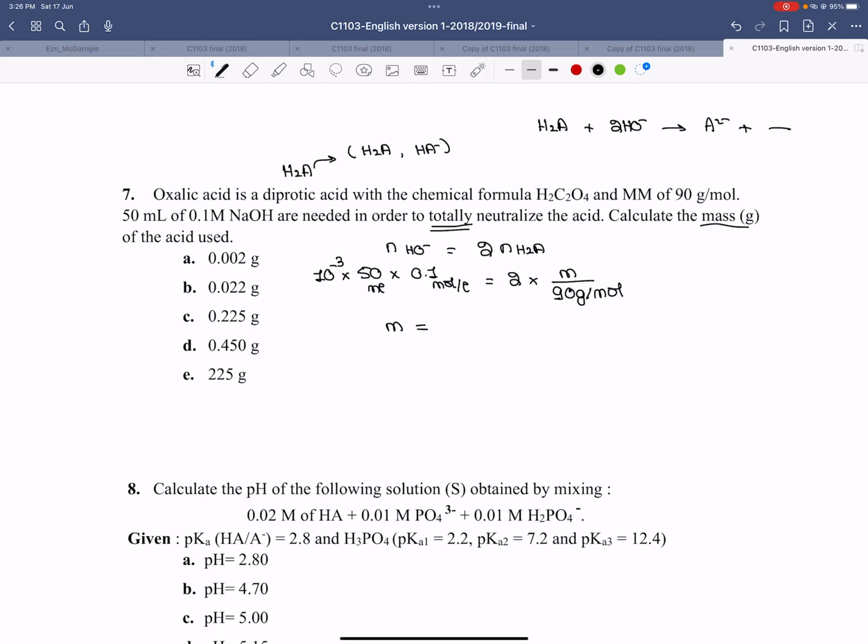I think it's around 0.22 to something grams. Again, I'm not doing the calculations, you do the calculations, okay? So it should be around 0.225 grams. Which one is that? It's C.